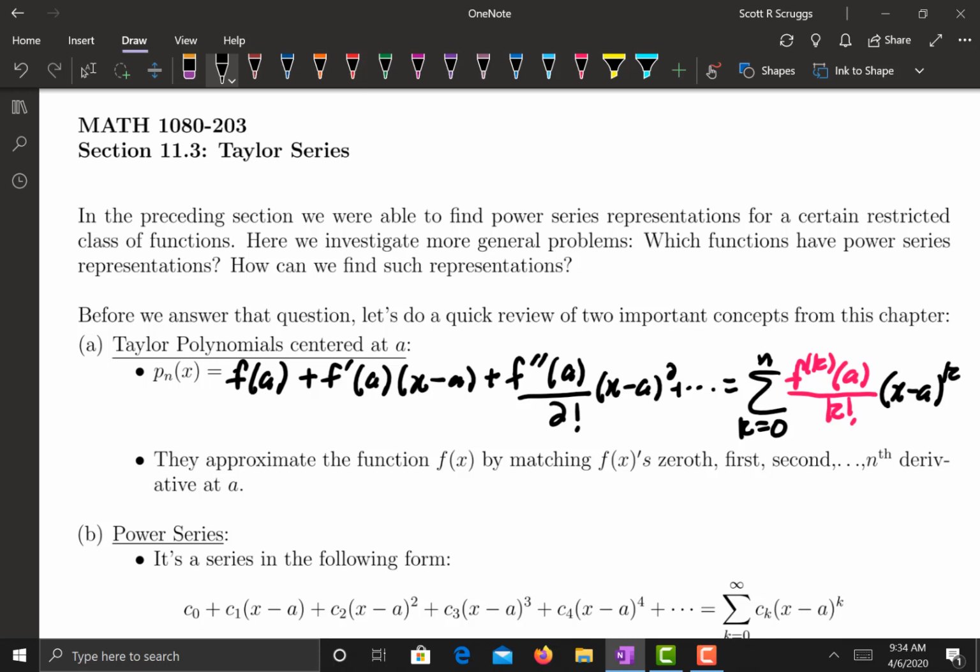And the reason why we talked about them before was, remember that we discussed that the power of a Taylor polynomial is that they approximate f of x by matching to 0, first, second, up to the nth derivative when I evaluate that at a. And that was our first goal of a Taylor polynomial: how can I approximate the function using the nth order Taylor polynomial.